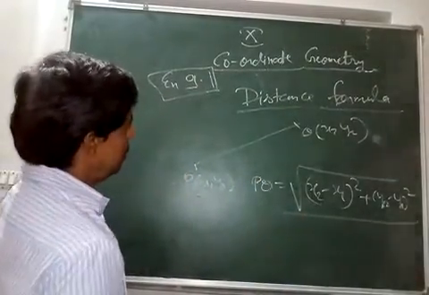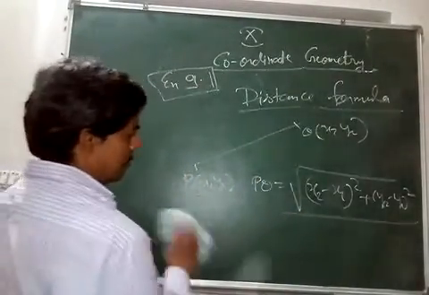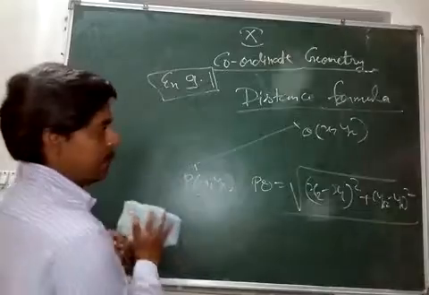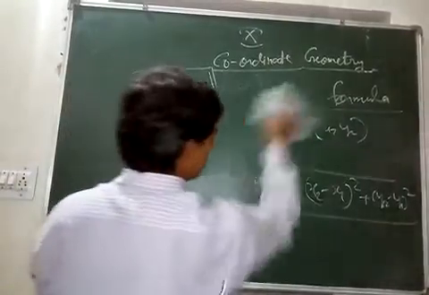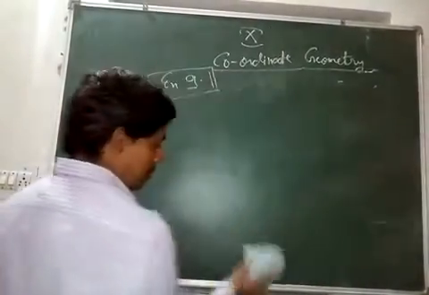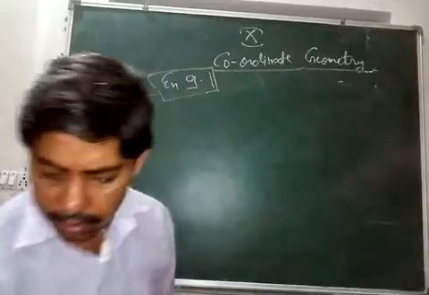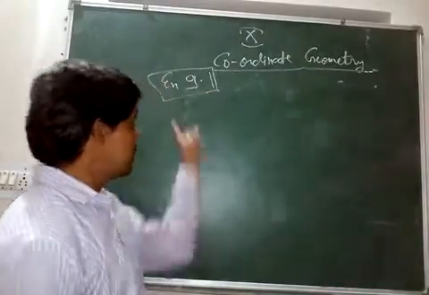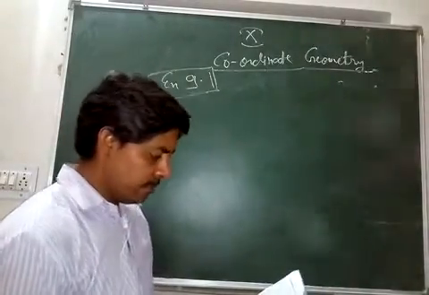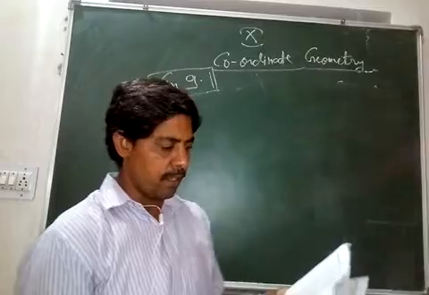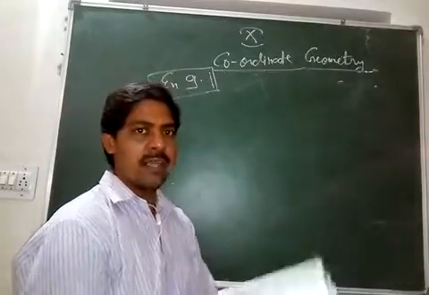So this way you can find the distance between any two points. Now we'll use this to solve some of the questions of your book. Okay. First, we start with exercise 9.1, fifth question. Draw a quadrilateral if its vertices are the following. These are plotting the points.